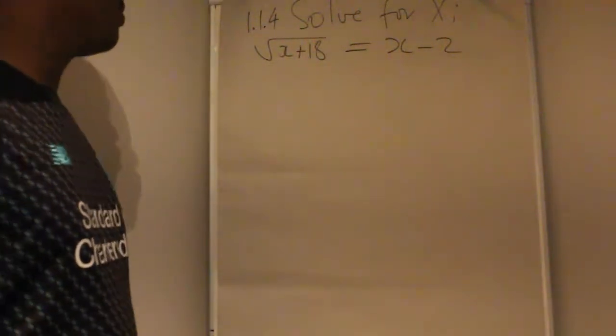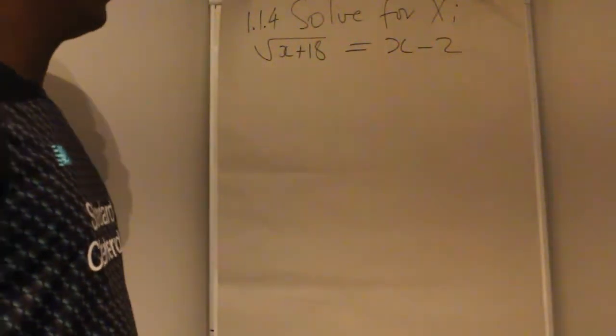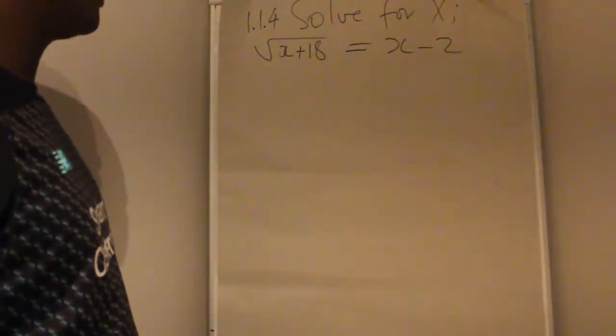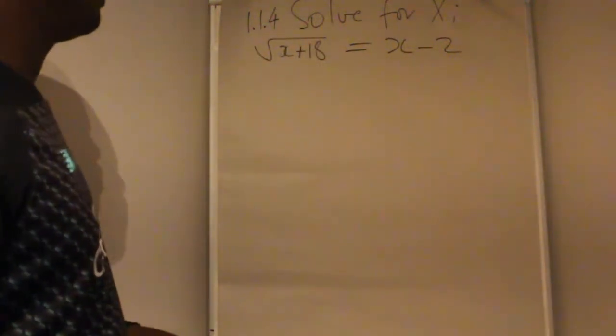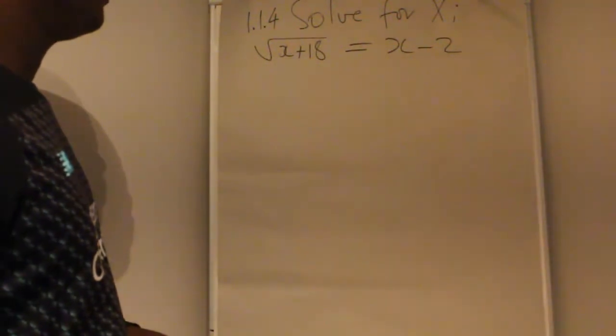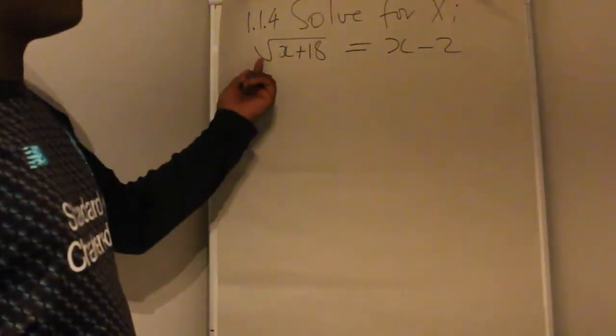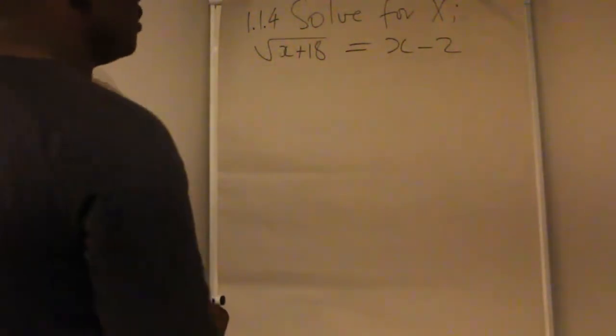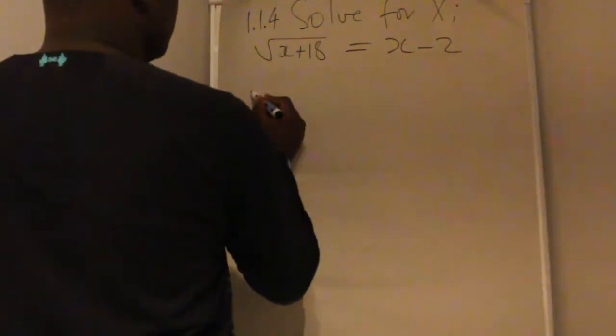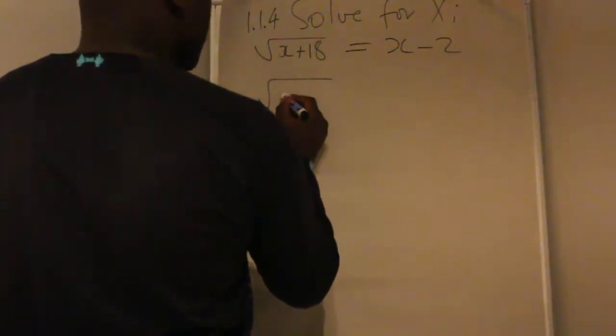Okay, so now we're in question 1.1.4. Solve for x, for this equation. The first thing when you are given this equation is to remove this square root. To do this, you must first square both sides of the equation.